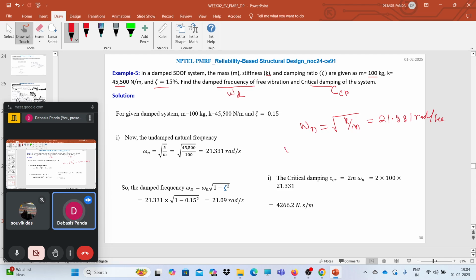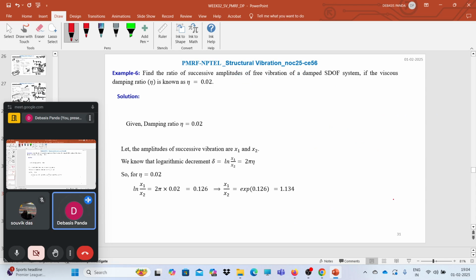Now we need to find out the omega d, damped natural frequency. What will it be? Omega n under root of 1 minus zeta square. Here put all these values, you will get 21.09 rad per second. Now what will be the critical damping? C cr, already we have defined the formula for c cr. It's a function of mass and stiffness, twice m omega n. Omega n already we have calculated and this comes as this. Great.